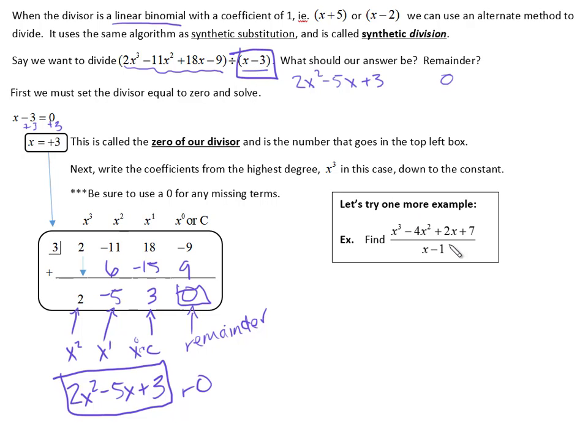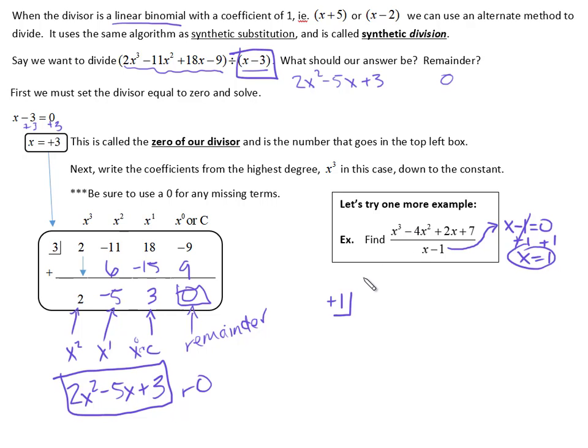I know this has taken a while. Okay, this is a good candidate again for synthetic. It's 1x to the first power plus or minus a nice whole number. So remember the first thing we've got to do is take our divisor over here and find its 0. So if I add 1, x has to equal positive 1. That's the number that goes in our box. And I'll put a plus sign just for emphasis.